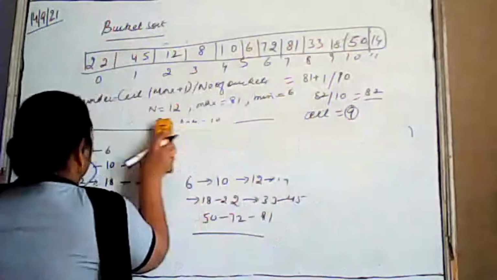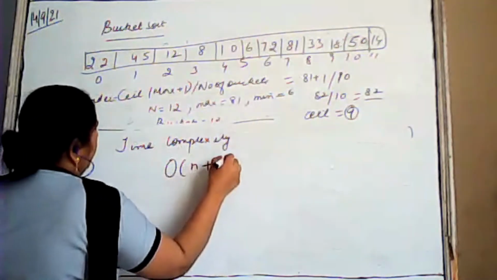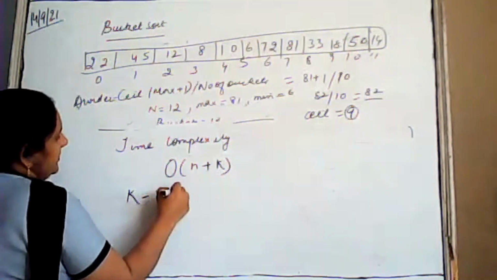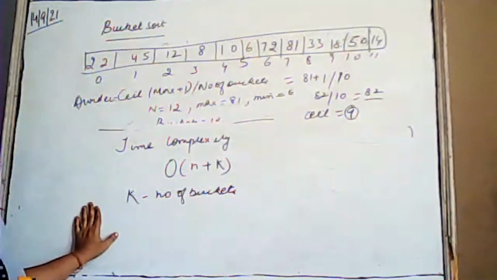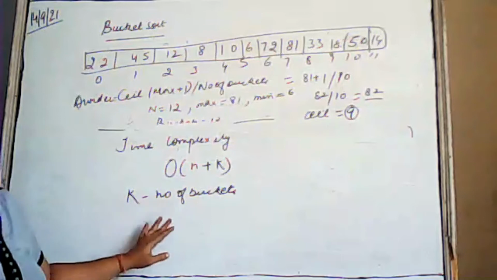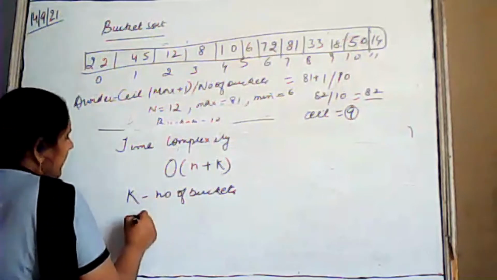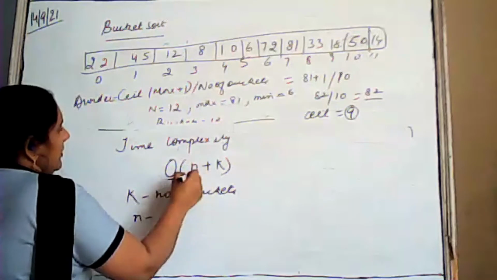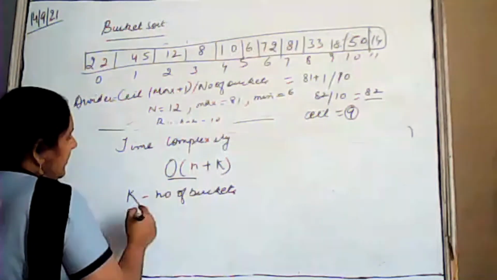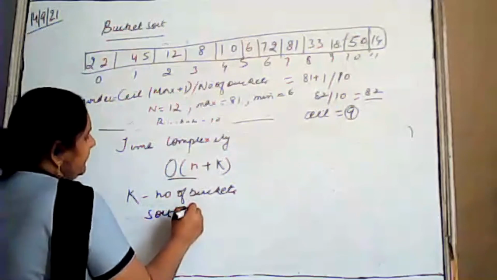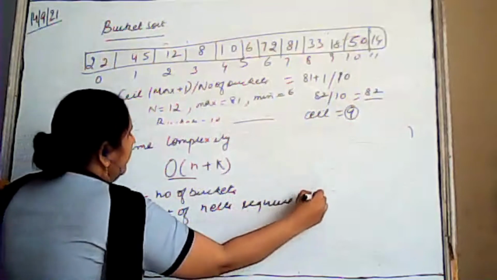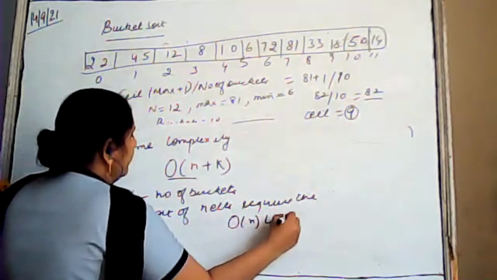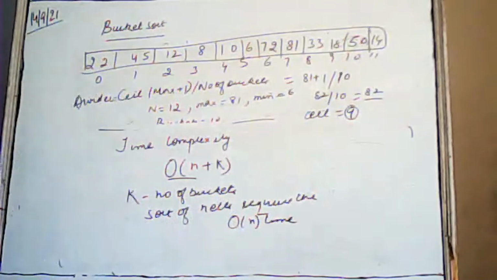Time complexity is order of n plus k, where k is the number of buckets which are used. Order of n plus k, because k is the number of buckets which are used to sort n elements. Sorting of n elements requires order of n time. This is how bucket sort is being performed on the numbers.